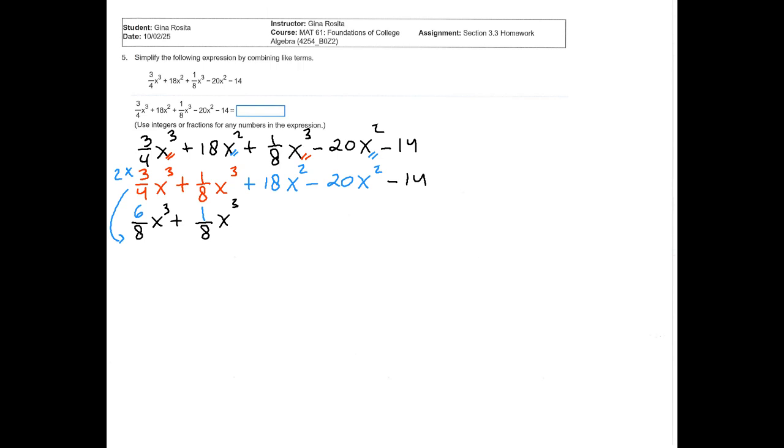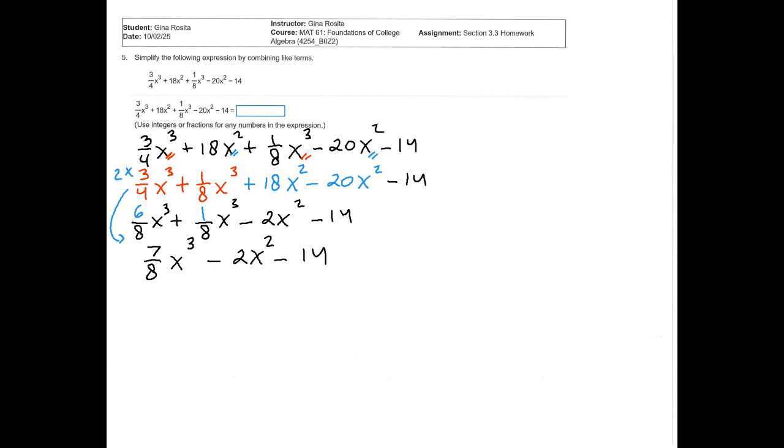So now what next after this? Just plus 18x squared minus 20x squared. So 18 minus 20 is negative 2. Negative 2x squared minus 14. So now we can add, yeah? 6 plus 1, the same example, the answer is 7 over 8x cubed minus 2x squared minus 14. Okay, ready to follow?